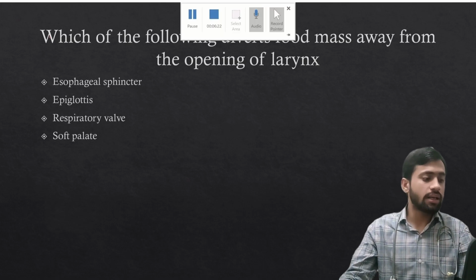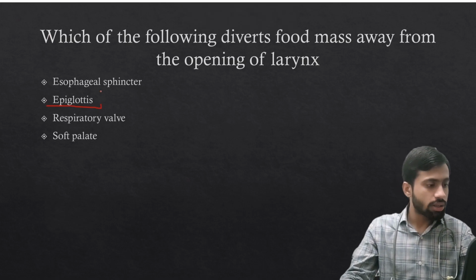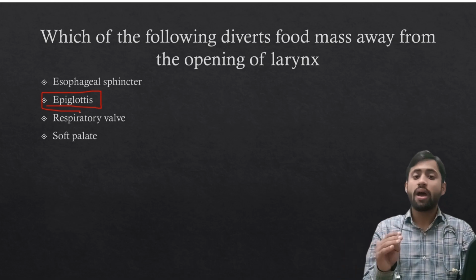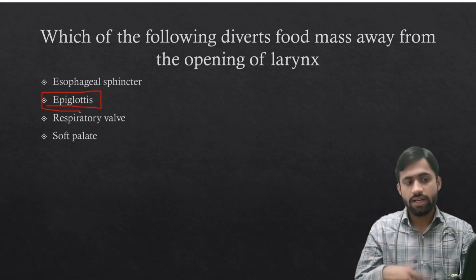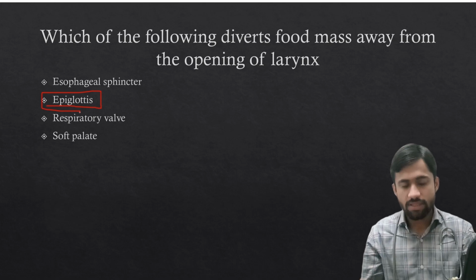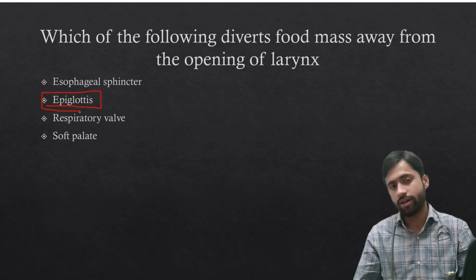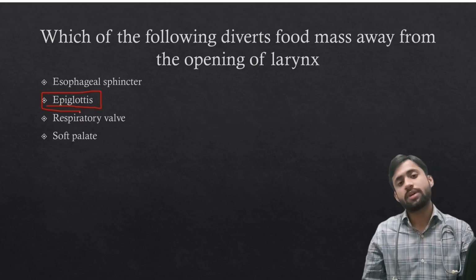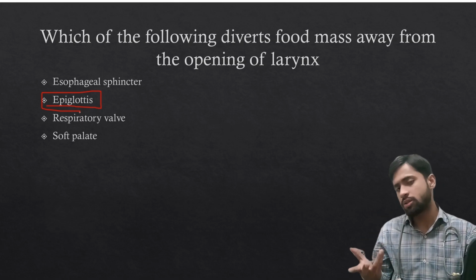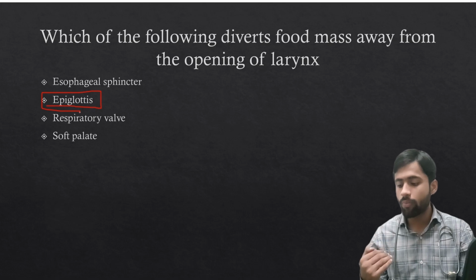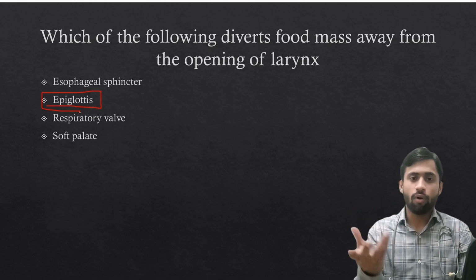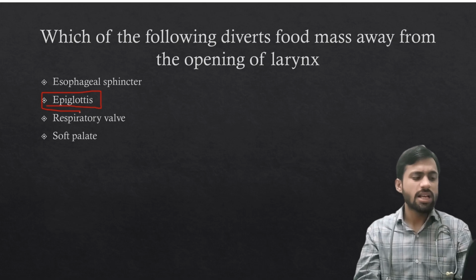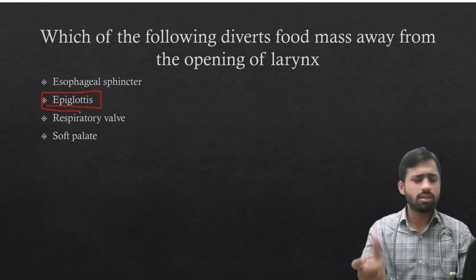Which of the following diverts food masses away from the opening of the larynx? Basically, the epiglottis is involved in diverting the food away from the respiratory tract, the larynx, basically the voice box, where the respiratory tract starts. The esophageal sphincter is present in the esophagus, which prevents the food from flowing back out and vomiting. Respiratory valve is just a vague thing.